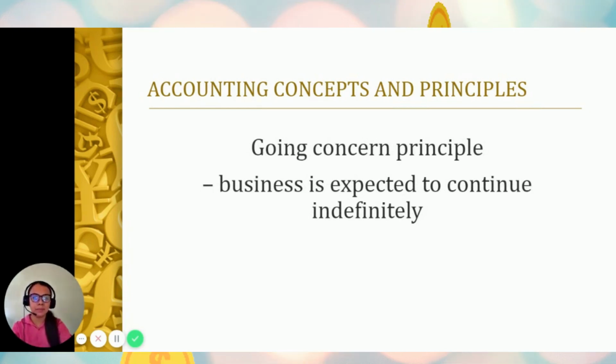It states that business is expected to continue indefinitely. So, what would be the example? When you prepare financial statements, you should assume that the entity will continue indefinitely, that it will continue its operations for the following year and the year after that. The going concern principle should not confine you or limit you into thinking that the business would end at this time, but instead you should think that it will continue its operations.